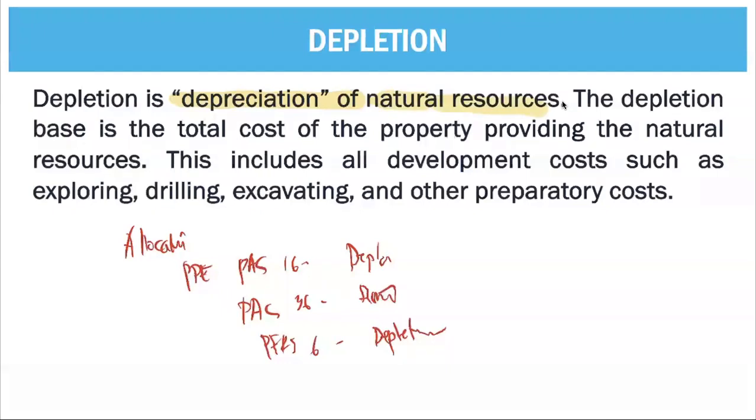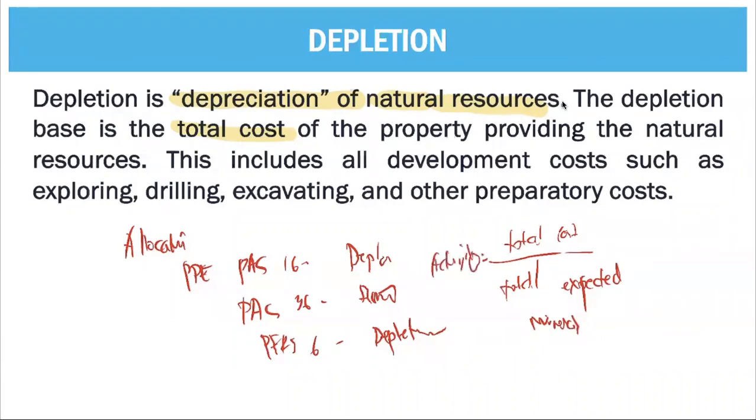Depletion is the depreciation of natural resources. So as we extract the natural resources from the land, we recognize a depletion. In depletion, we get the total cost, and we divide it by your total expected mineral to be removed out of that particular property. So this is more of an activity method. Your total cost divided by your total expected mineral to be extracted out of that property. That's how we compute your depletion, multiplied by your actual extracted.